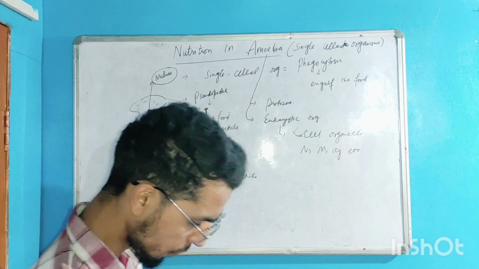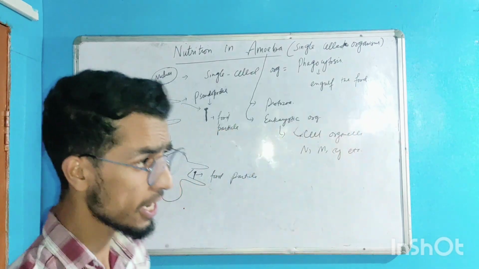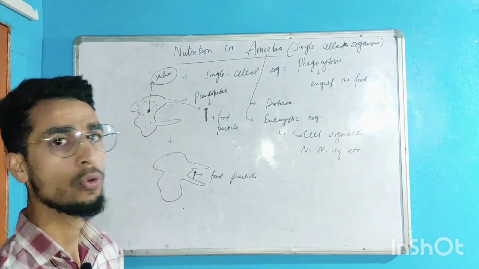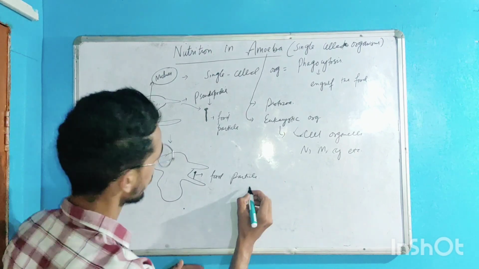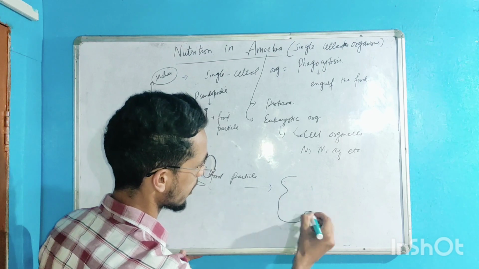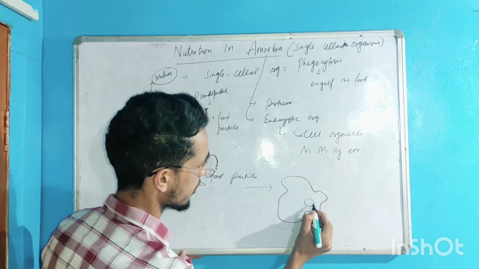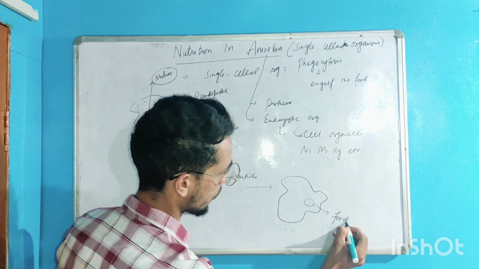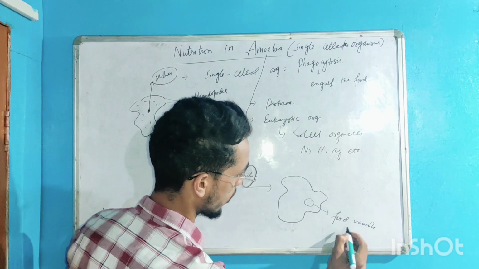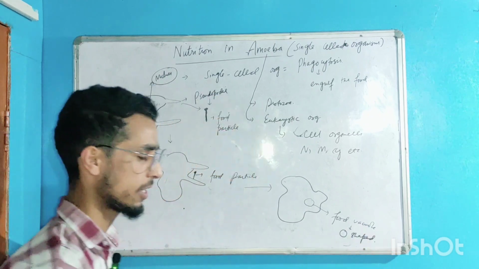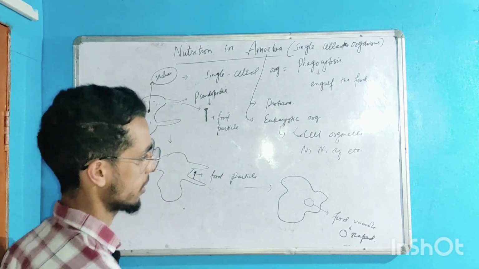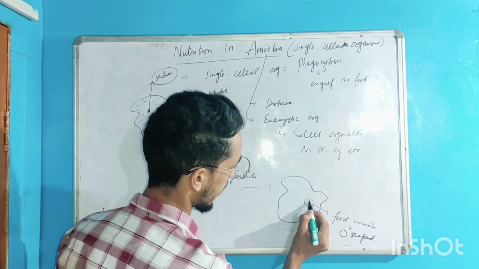After capturing the food, it takes this food and forms a food vacuole, a circular shaped structure. Now in the third step, this is an amoeba, and it forms this food vacuole. It is a circular, hollow structure, and the food particle is inside it.